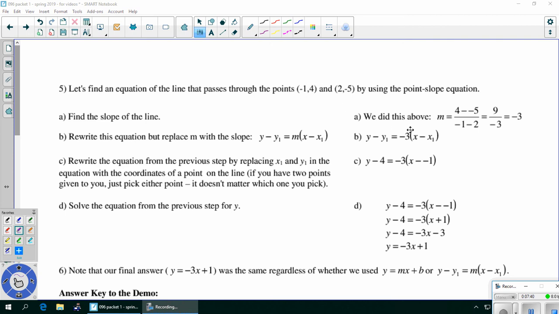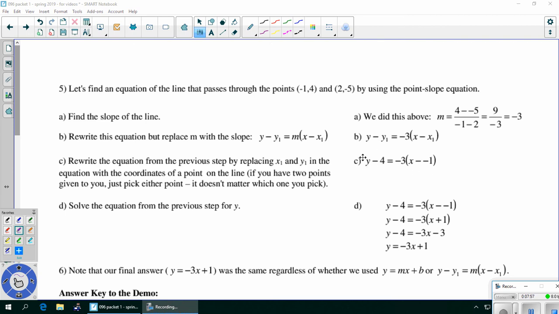And then you replace this x1 right here, which becomes the x value in this specific point. So that becomes an x minus -1, which is written right there. And then this y1 becomes this specific y coordinate. So it becomes y minus 4.